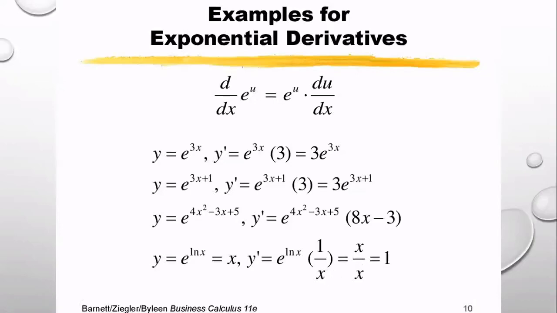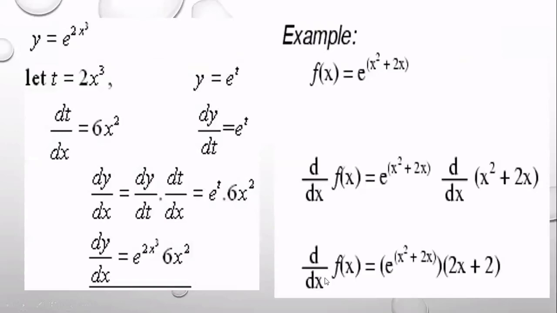Right here you see e to the power ln x equal to y. If you write e to the power ln x, it is equal to x. But if you write it this way, it is correct: e to the power ln x into 1 over x.